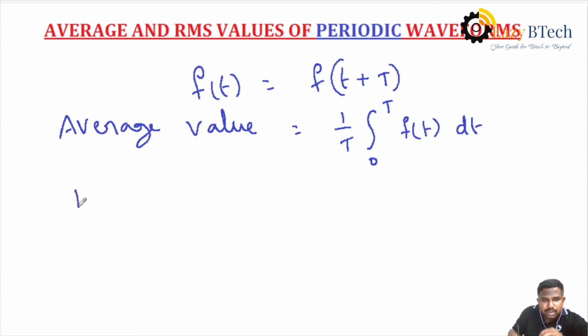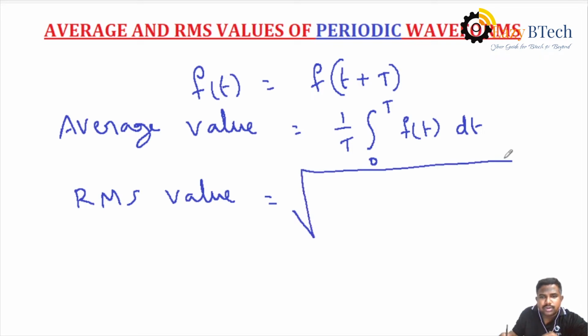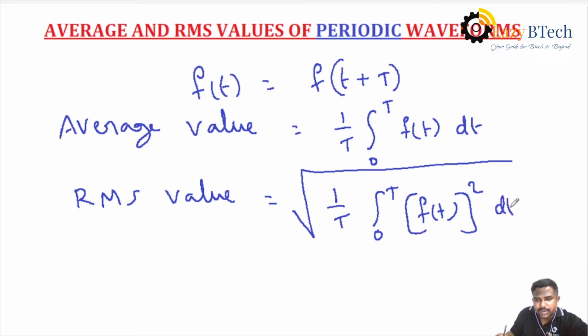Similarly, the formula for the RMS value. RMS means root mean square. What is the mean? The average value. That is 1/T integral 0 to T of f(t) squared dt. The S stands for square, the function squared times dt. So this is the formula for the root mean square value. By using these formulas, you have to calculate the average and RMS values for every given waveform.